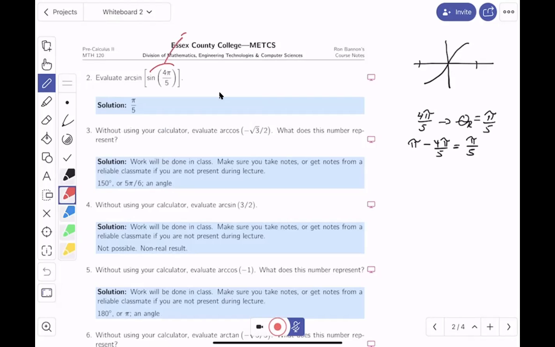This gives me the ratio. Although I don't know what the ratio is, doesn't matter to me. I want to know what the angle is. And what's the angle going to be? It's the reference, which is pi over 5.